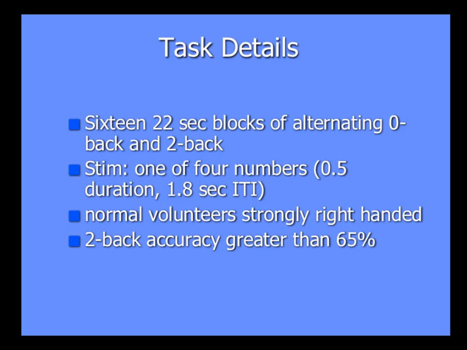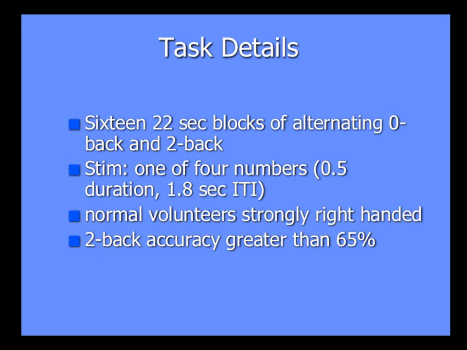I'll give you an example. This is like the first experiment we did back when we first got the machine, which was we did 16 blocks of alternating 0 back and 2 back, sort of the same way you would do an alternating block design in an fMRI. The reason we did that was because we already had the fMRI data doing exactly that. So we wanted to repeat this in the MEG and see how good our comparison was.